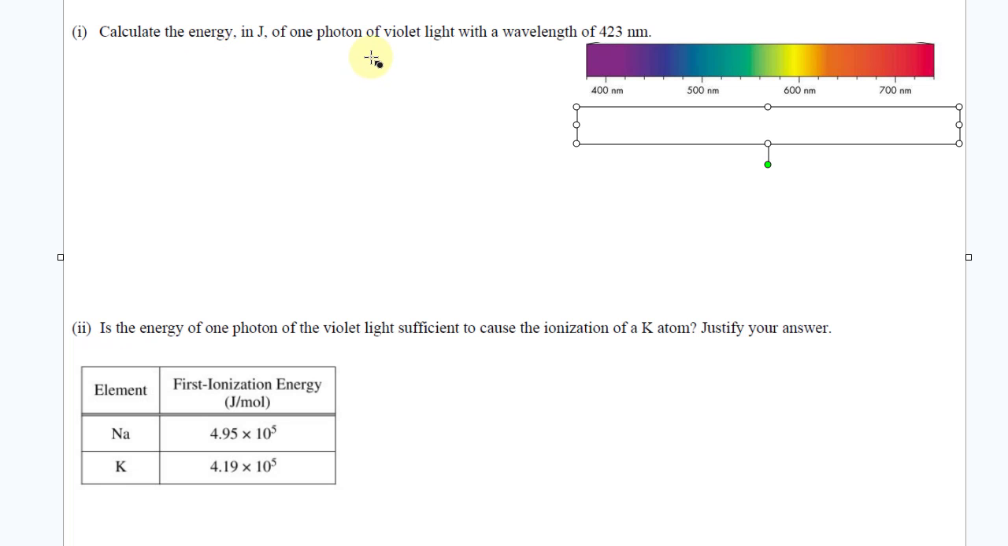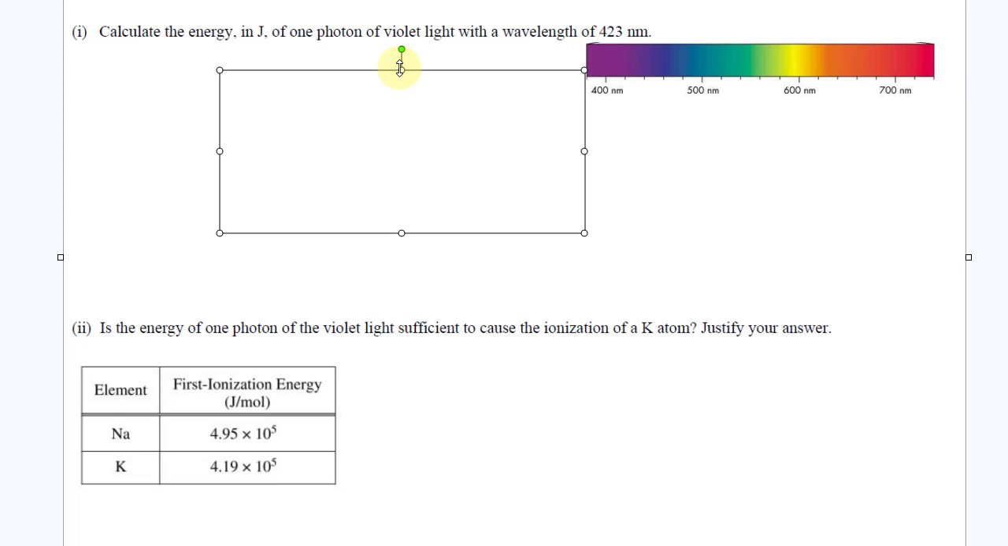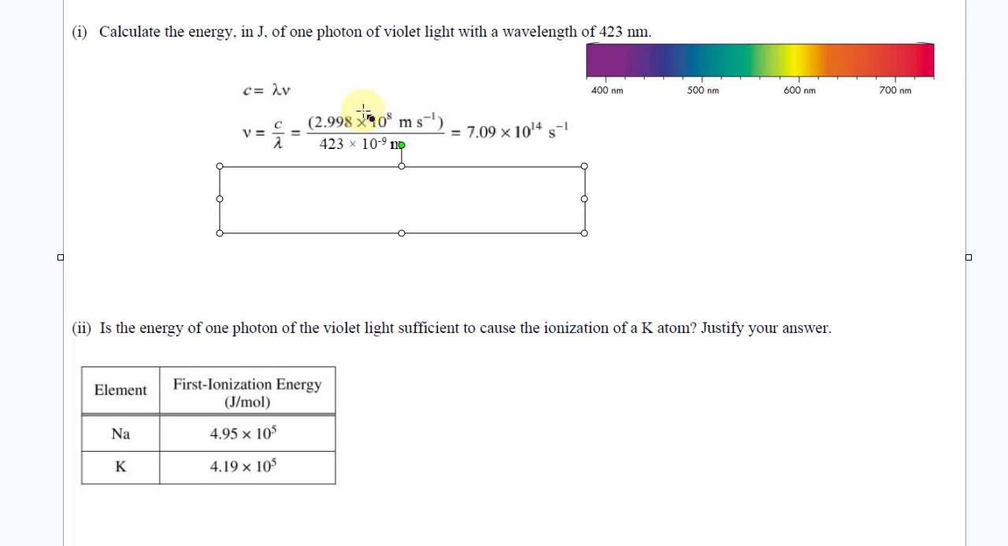Calculate the energy of one photon. Well, before you can calculate that energy, you're going to have to find the frequency of that light, because the equation that finds the energy of a photon is based on frequency. So step 1, let's find the frequency of that light. To do that, you're going to have to take the speed of light and divide it by the wavelength. c divided by lambda gives you the frequency.